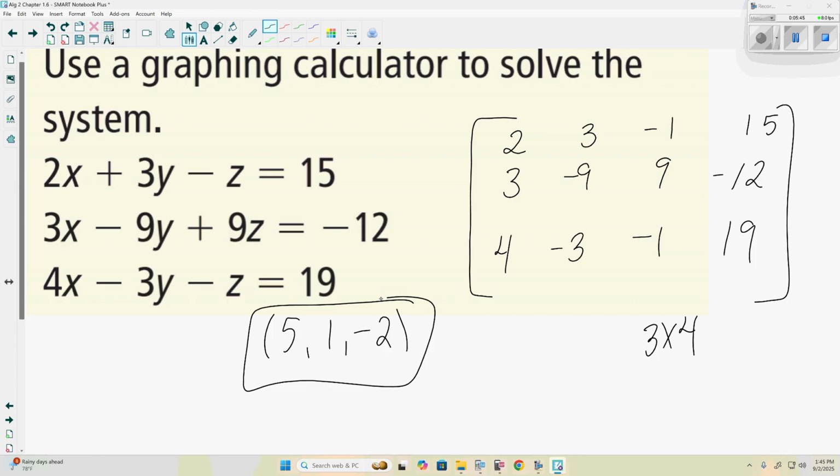Oh, it's the last one. Yep, the last one tells us the solution. Questions on this here? We ready for the next one?